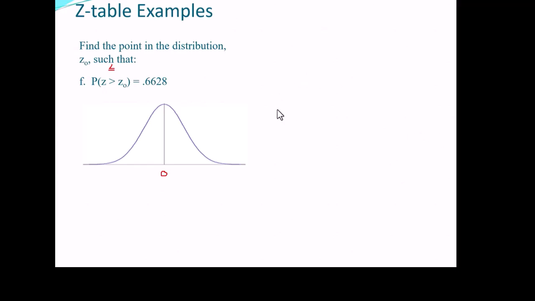If there is 0.6628 above, doesn't that mean there has to be, let's see, I've got to make these sum to 1, doesn't that mean there's 0.3372 below? If there's 0.3372 below and 0.6628 above, I hope you can see this value of z has got to end up over here. The 0.3372 probability is what I've shaded here in red.